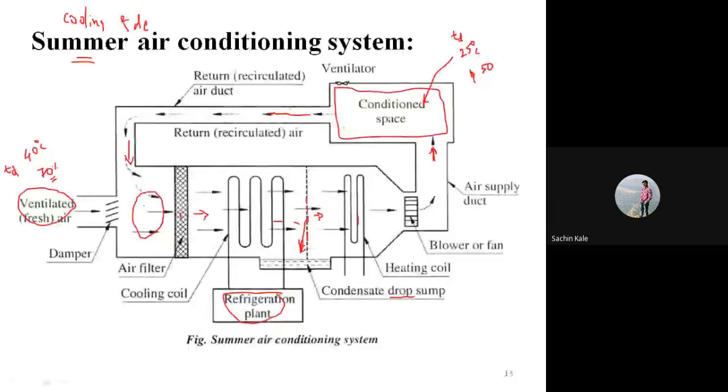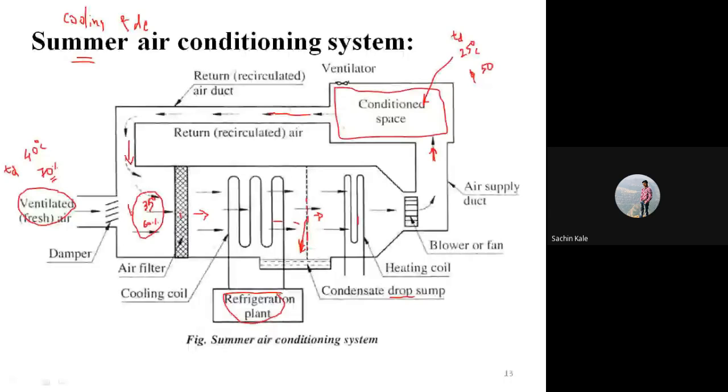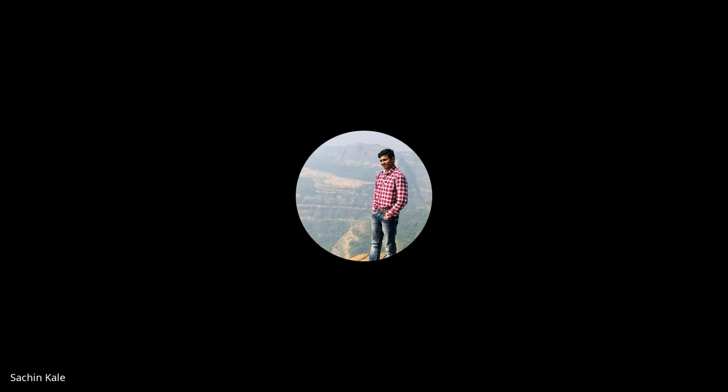Now suppose that the mixed air has a temperature of 35 degrees centigrade dry bulb temperature, and a relative humidity of 60%. Now that mixed air will be passed over the air filter, so filtration of that air will take place. Then that filtered air will be passed over a cooling coil.